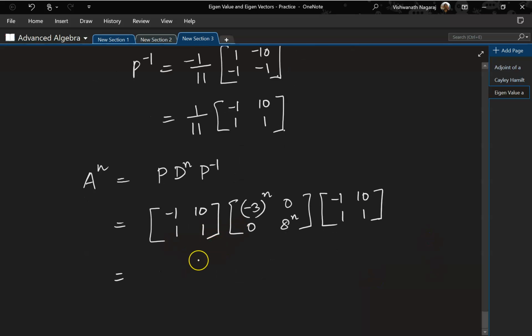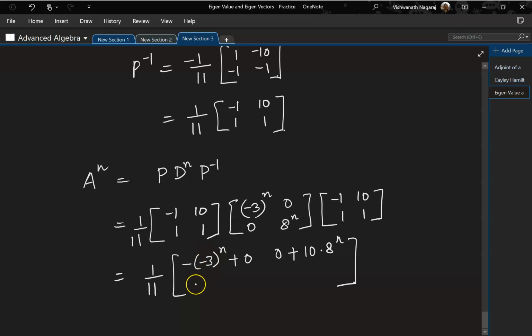Now we do the multiplication one by one. By the way, here we have 1 by 11 of the P inverse. Since it is scalar, we can take it to the front. So 1 by 11, what do we have now? Minus 1 times (-3)^n, so minus (-3)^n, plus 10 times 0, right? Minus 1 multiplied by this, this multiplied by this, so 0. And plus 10 times 8^n. Now the second row, 1 times (-3)^n plus 0, and we have 0 plus 8^n times the matrix [[-1, 10], [1, 1]].